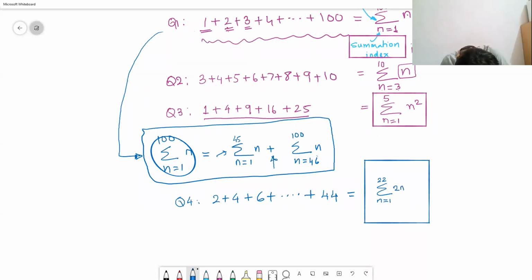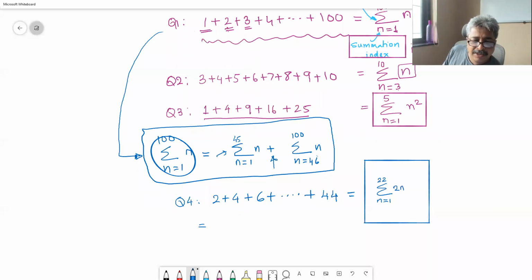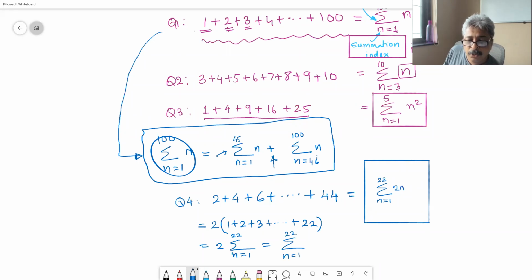44. Okay, good. But then this summation is exactly equal to 2 inside the bracket, 1 plus 2 plus 3 plus dot dot dot plus 22. And therefore I can write it as 2 outside, sigma n goes from 1 to 22. Is this exactly equal to sigma n goes from 1 to 22, 2n? So do we get a property here of sigma notation?